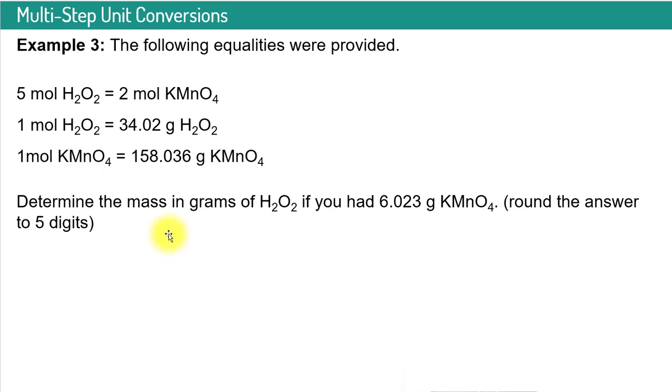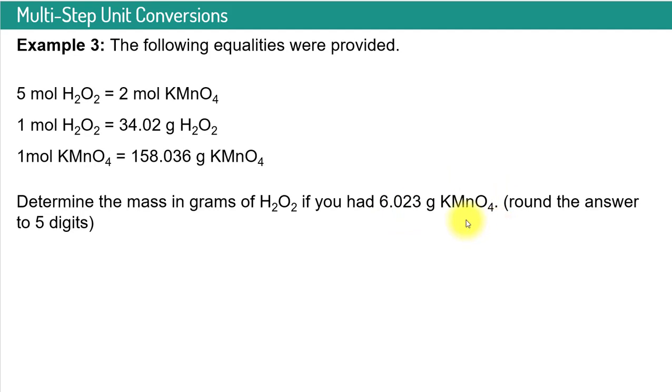Also notice that the units used in the equalities are different. For one, the units are moles on both sides, but for the others, it's moles versus grams. All that is important because the provided equalities will allow us to obtain conversion factors, and it's important to use them correctly. Well, let's read the question. It says, determine the mass in grams of H2O2 if you had 6.023 grams of this chemical compound.